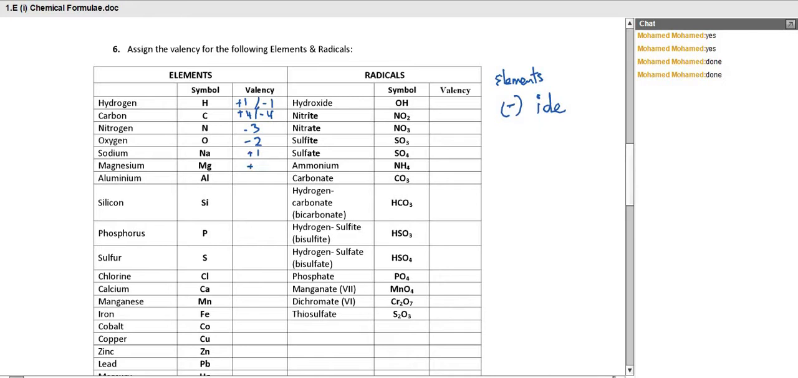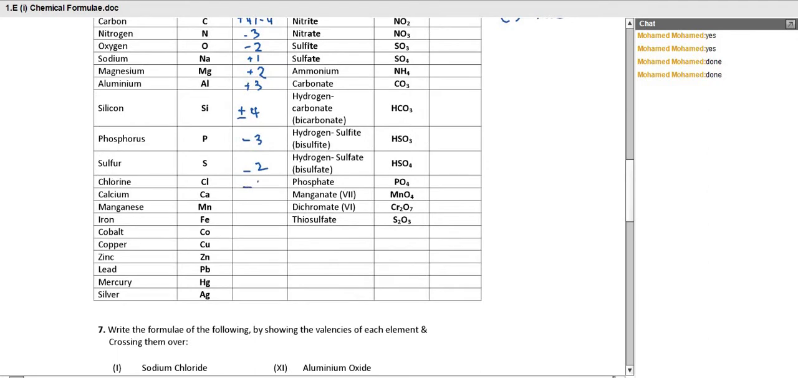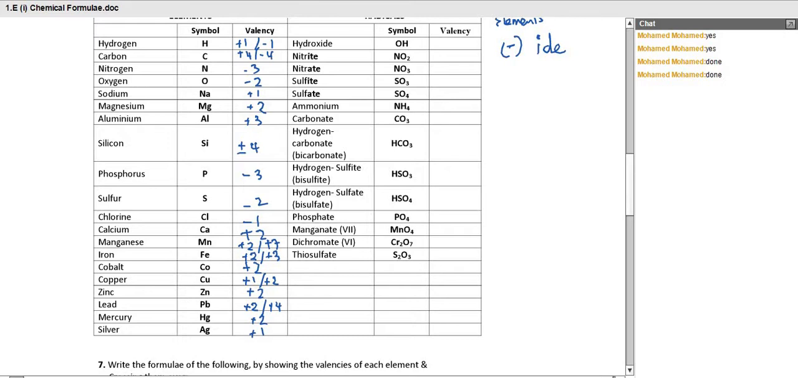So sodium group 1 plus 1, magnesium group 2 plus 2, aluminium group 3 plus 3, silicon plus or minus 4, phosphorus minus 3, sulfur minus 2, chlorine minus 1, group 7, calcium plus 2, manganese plus 2 or plus 7, don't memorize it. Multivalency: iron, ferrous and ferric, plus 2, plus 3, cobalt plus 2, copper plus 1 or plus 2, cuprous, cupric, the different names, these ions have different names. I will explain that when you're writing the names. Zinc is plus 2, lead is plus 2, plus 4, mercury is plus 2 and silver is plus 1. Copy the valency of these elements. This can be predicted by looking at the periodic table. If it is a multivalency element like the D block, the first and the last you can predict, but the rest they will give.